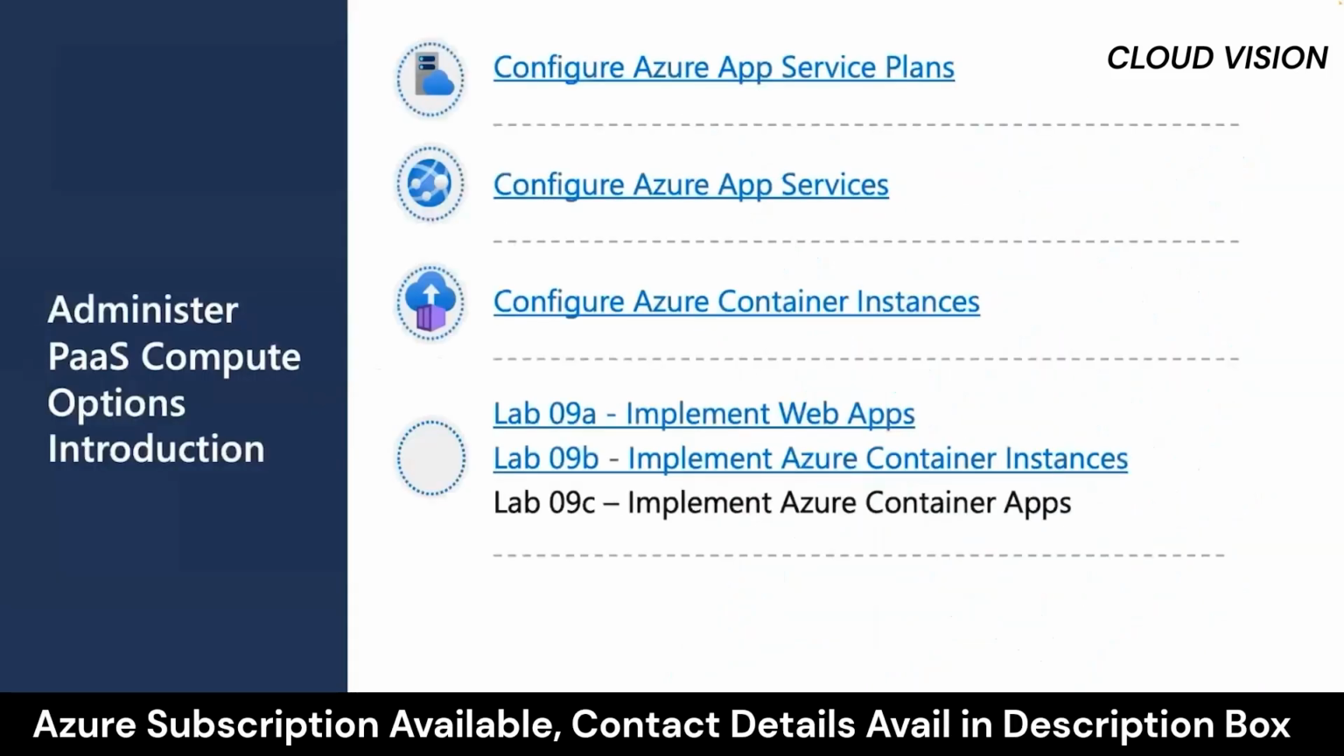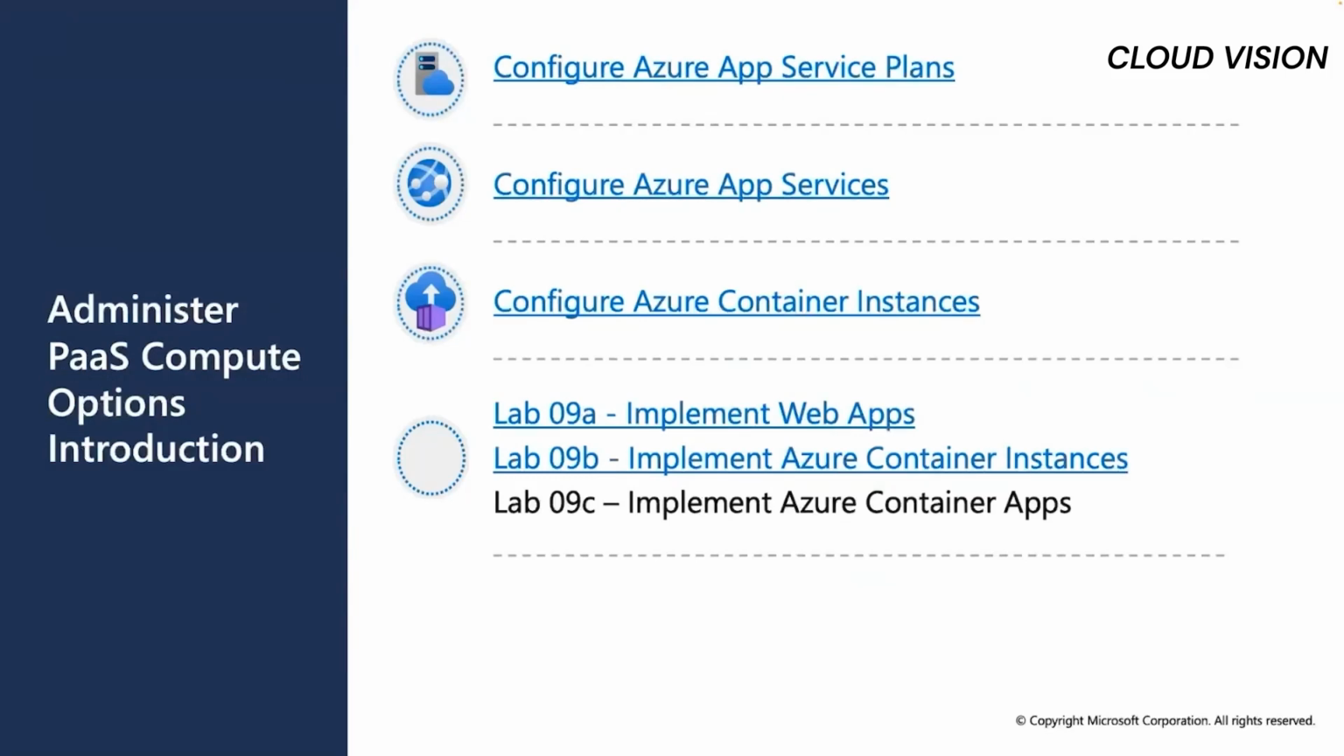When we talk about administering PaaS compute options, we need to configure Azure App Service Plan and also Azure App Service. If you haven't come across Azure App Service, it's more like a serverless architecture, or serverless services, so you don't need to spin up any servers like VMs. We're also going to learn about Azure Container Instances.